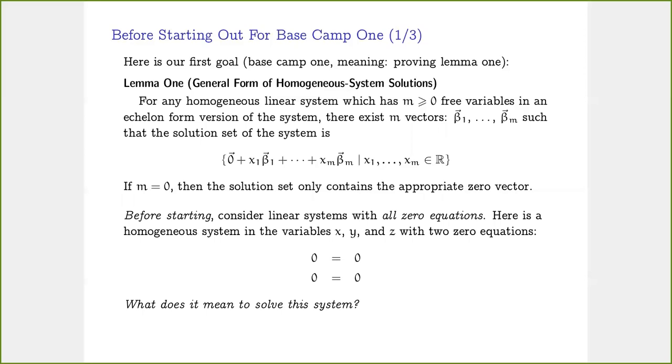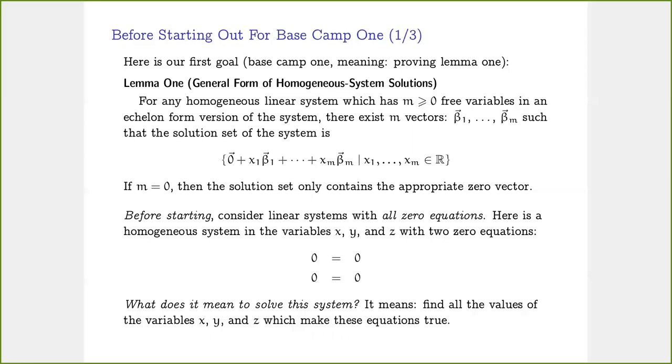Okay, now before starting, let's consider a special case so we can get that out of the way, linear systems with all zero equations. Here's a homogeneous system in the variables x, y, and z with two zero equations. 0 equals 0 and 0 equals 0. Now it's a little bit odd to say, what does it mean to solve this system? What it means is to find the values for x, y, and z such that these equations are true. You can imagine the 0 on the left-hand side is 0 times x plus 0 times y plus 0 times z. And the second equation is 0 times x plus 0 times y plus 0 times z. Then it seems a little bit less counterintuitive.